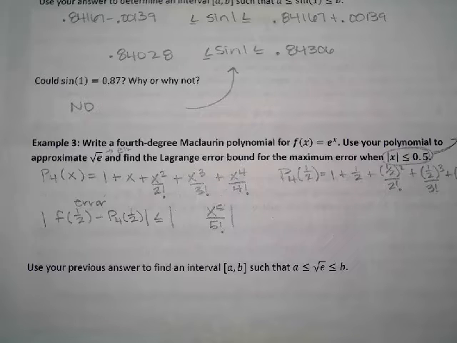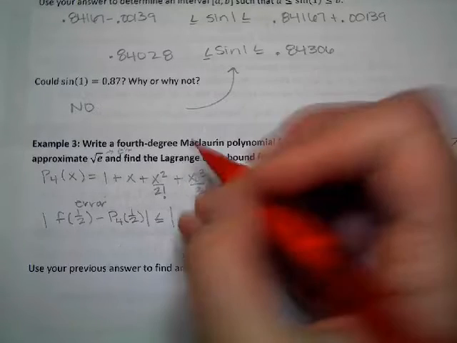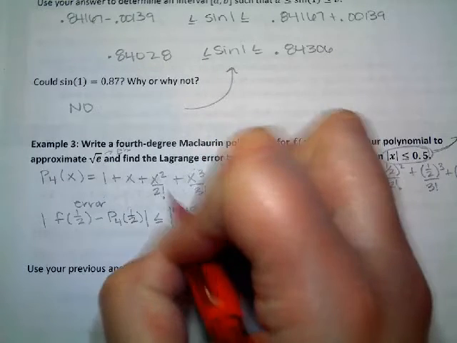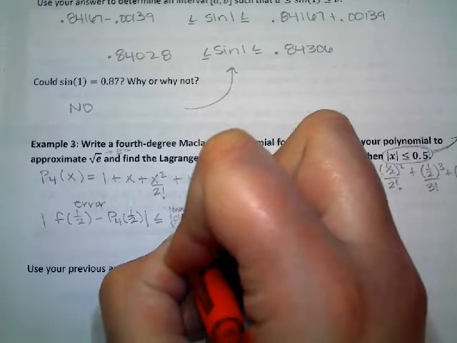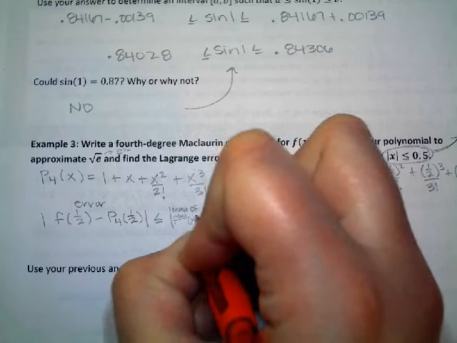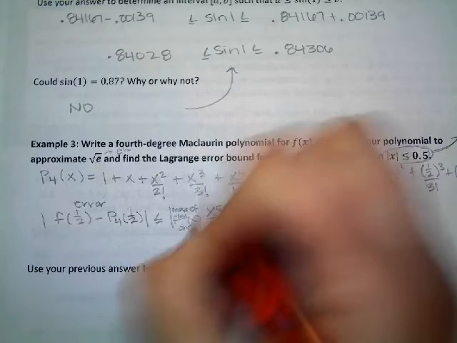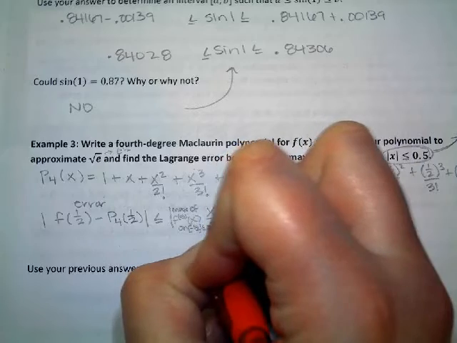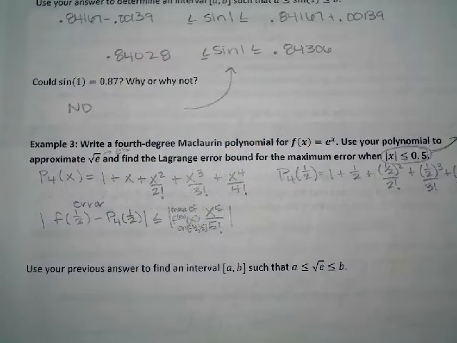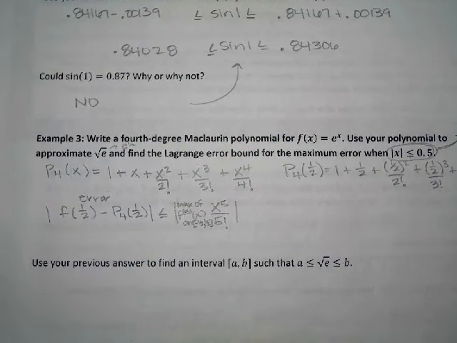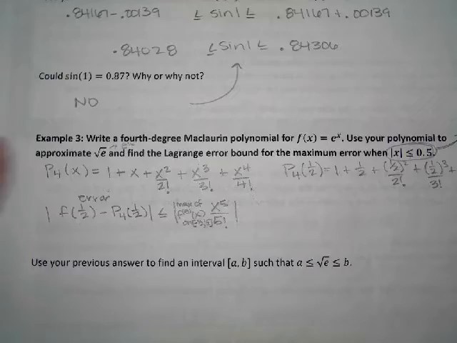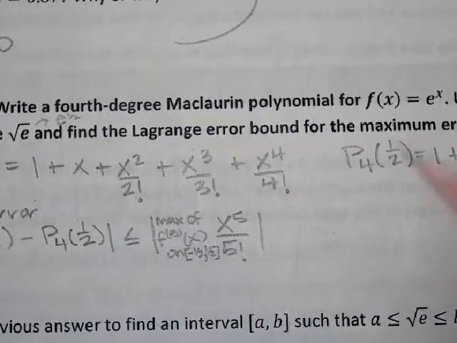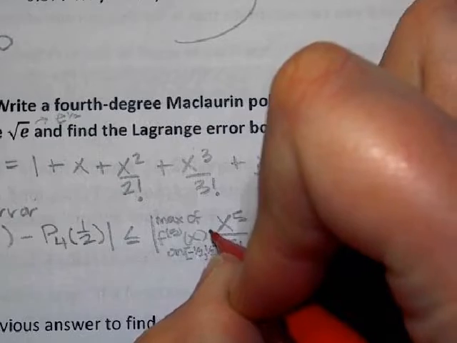So we're going to say max of the 5th derivative, f5 of x, on negative 1/2, 1/2. Yep, we're including the endpoints. Good question. And there's a little dot here for multiplication. We're multiplying that as a coefficient over 5 factorial.